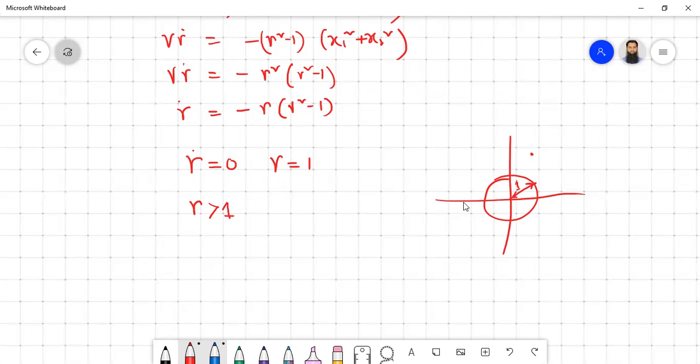Okay, so if r is greater than 1, then this term is positive, and if this term is positive, then this will be remaining a negative sign. So r dot will be becoming lesser than 0, negative. So that means it will be having a negative or decaying nature. So it will be converging to the limit cycle. Okay, so from the outside, it is actually converging.